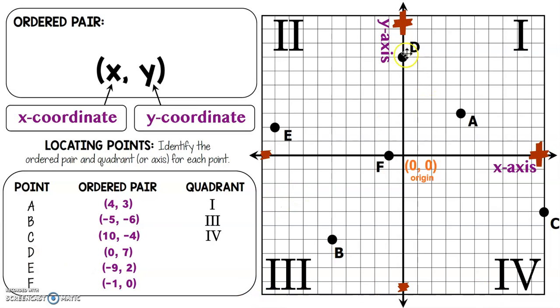What about point D though? You could say it's in quadrant 1 and 2, but it's not really. It's on that axis. When it's on the axis, we say it doesn't lie in any quadrant. So we would say none. Point E is in quadrant 2, and point F, it's on the axis between 2 and 3. So we would say it's not in a specific quadrant. So we've learned how to find the ordered pairs and the quadrant location for each of those coordinate values.